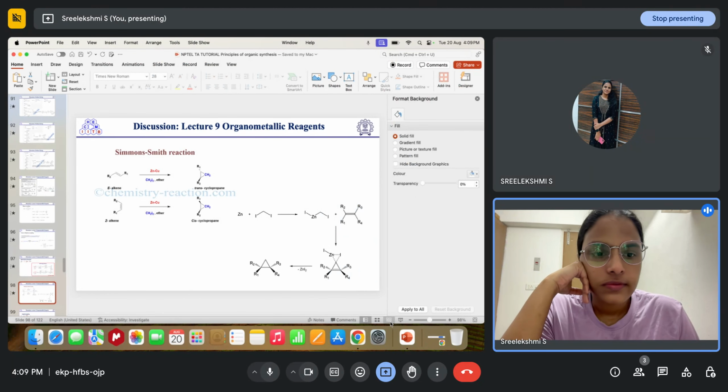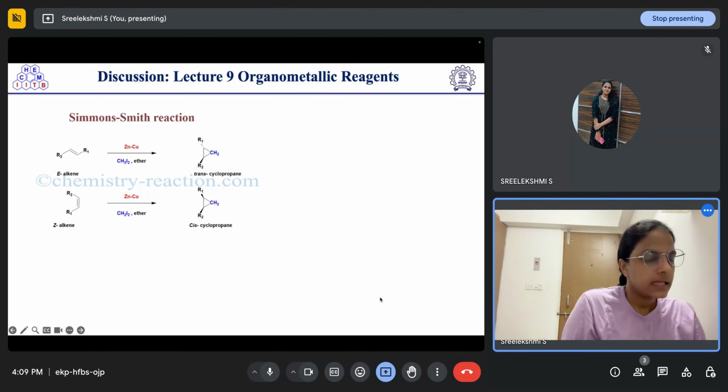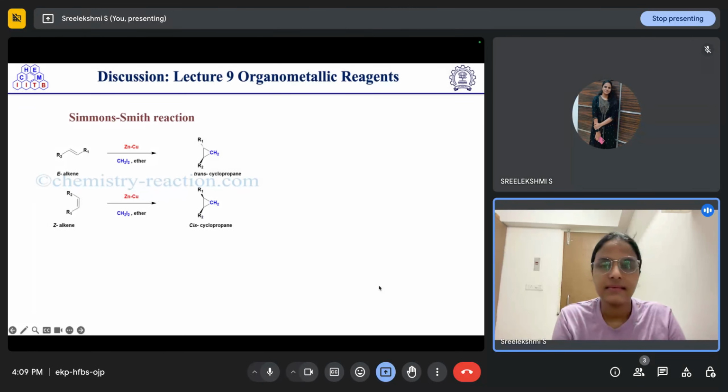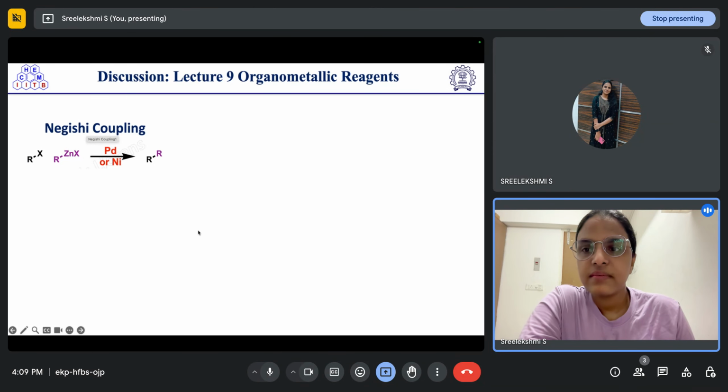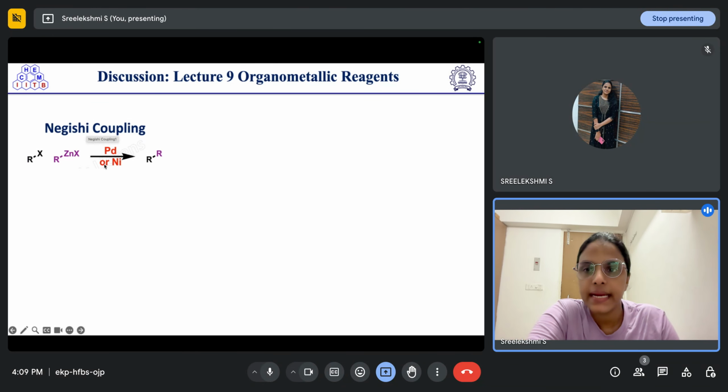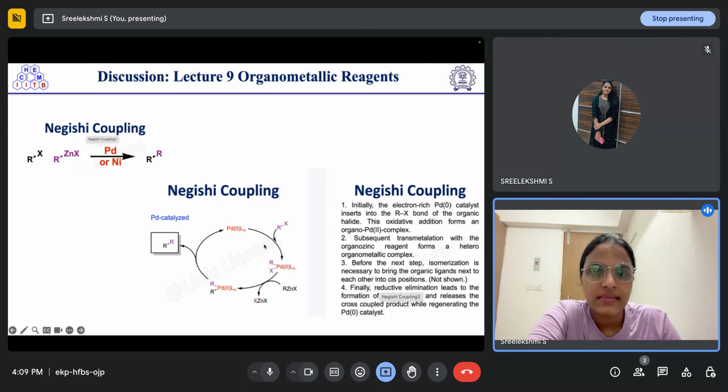Okay, so that was the Simmons-Smith reaction. Then another reaction which is mediated by organozinc reagent is Negishi coupling. Negishi coupling is basically the reaction between aryl halides or halides and an organozinc compound, in presence of palladium or nickel, to give this coupled product. So it is basically a coupling reaction. Here initially the electron-rich palladium zero catalyst inserts into the R-X bond. That is, whichever halide we are using will undergo oxidative addition into this palladium complex to give this compound.